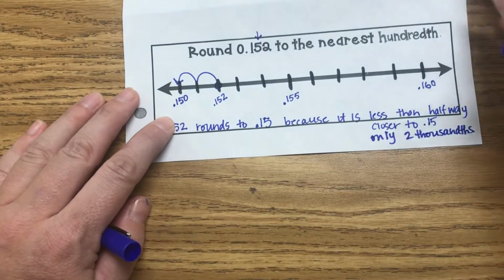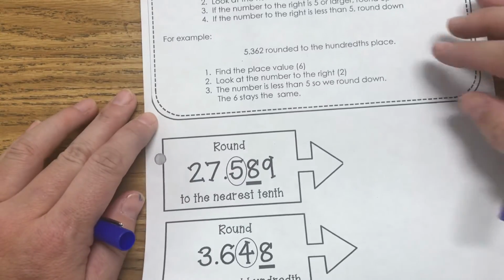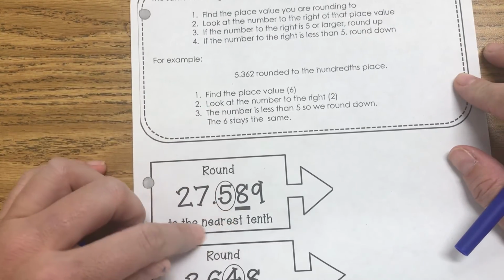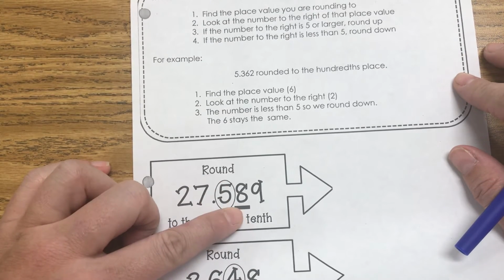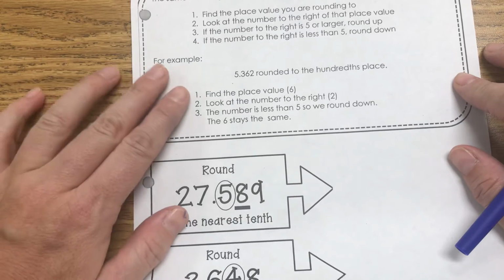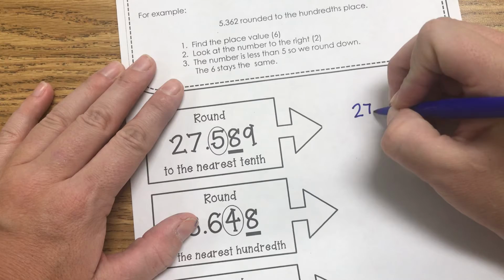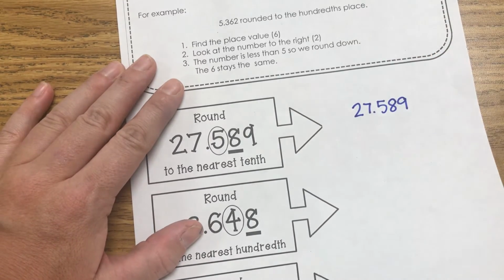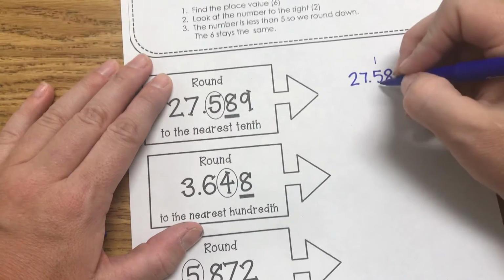So that's using the number line to round, but sometimes we don't want to use the number line and we actually just want to look at the number itself. Okay. Now in this particular case, you can see that when we're rounding to the nearest tenth, they have you circle the tenths place, underline the hundredths. I don't care what method you use to remember that. So when we're rounding 27 and 589 thousandths, we want to round to the tenths place. So I tend to underline.